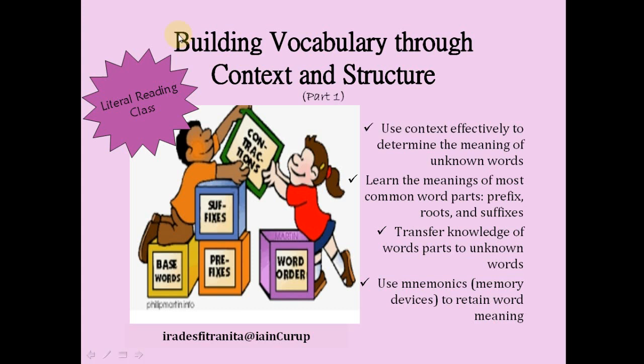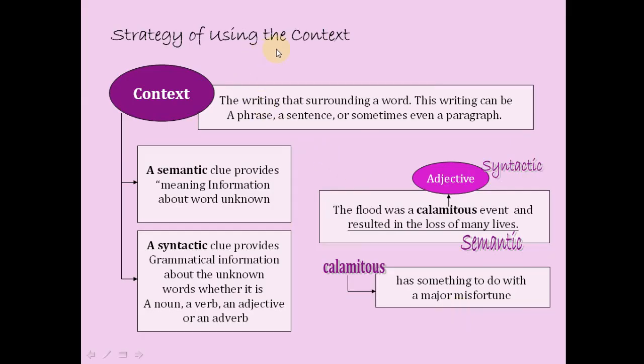And our topic today is building vocabulary through context and structures. Today we will learn how to use context effectively to determine the meaning of unknown words, and we also learn the meanings of the most common word parts, that is prefix, root, and suffixes, and we also learn how to transfer knowledge from word parts to unknown words, and the last one, use mnemonics, that's the memory devices to retain the word meaning. Okay, we come to the strategy for using context.